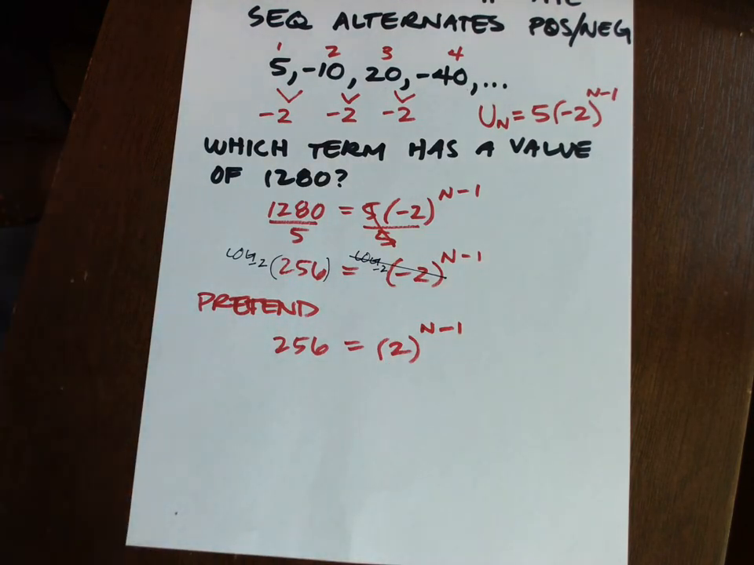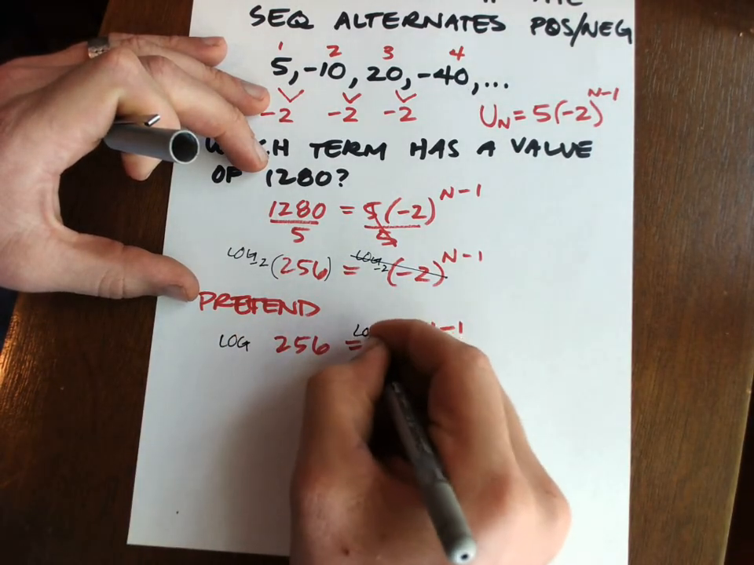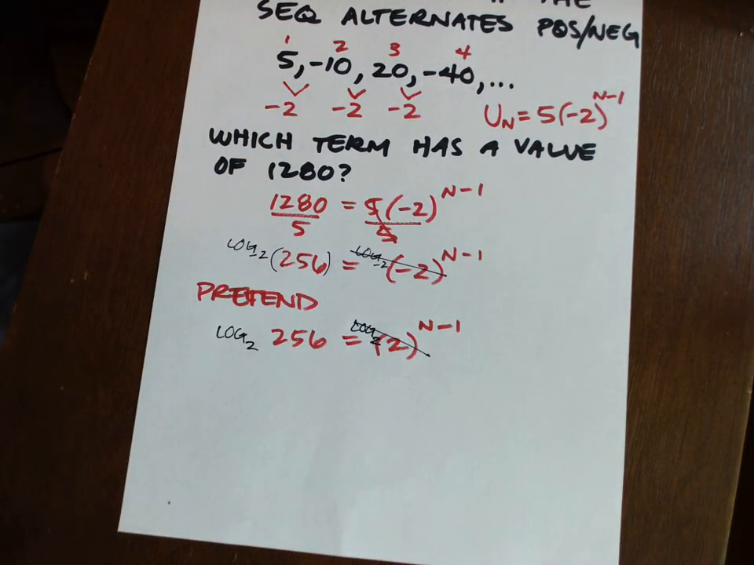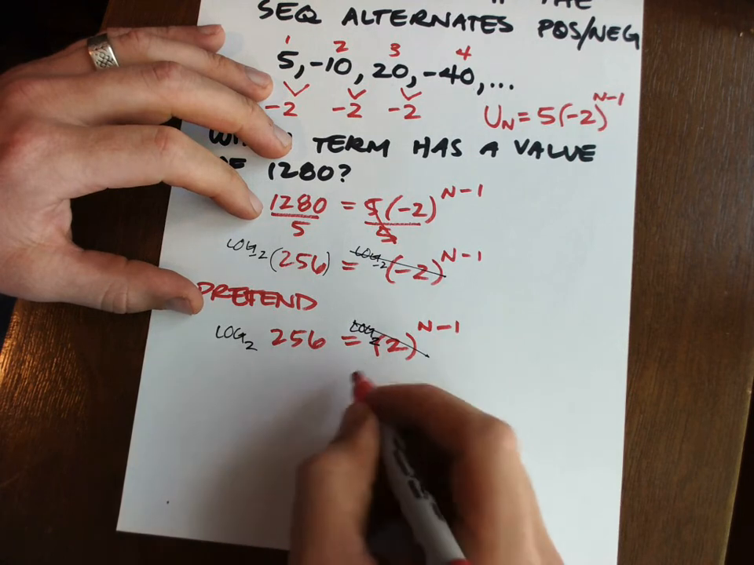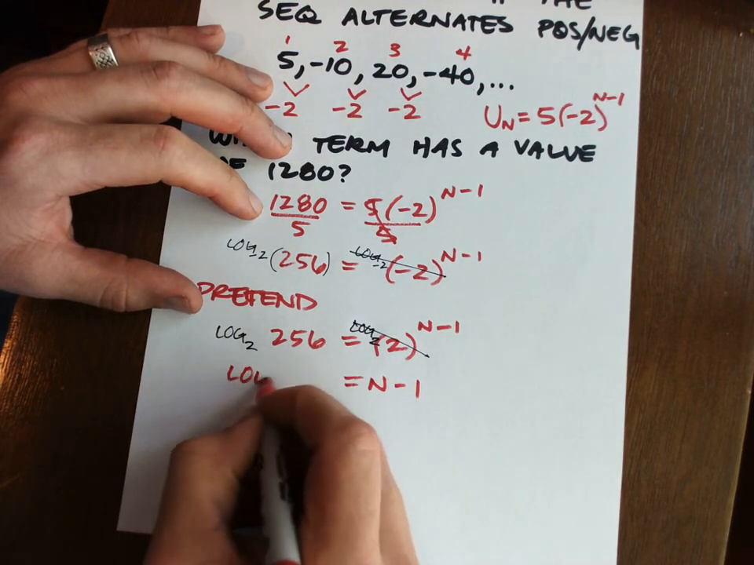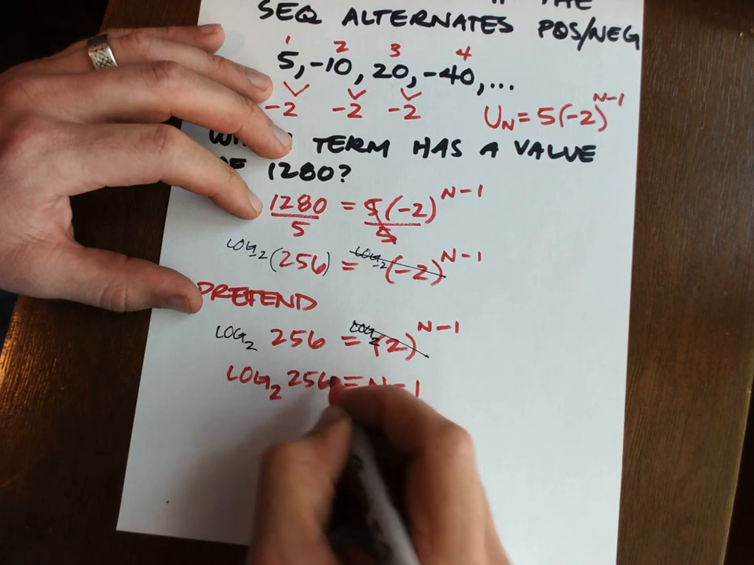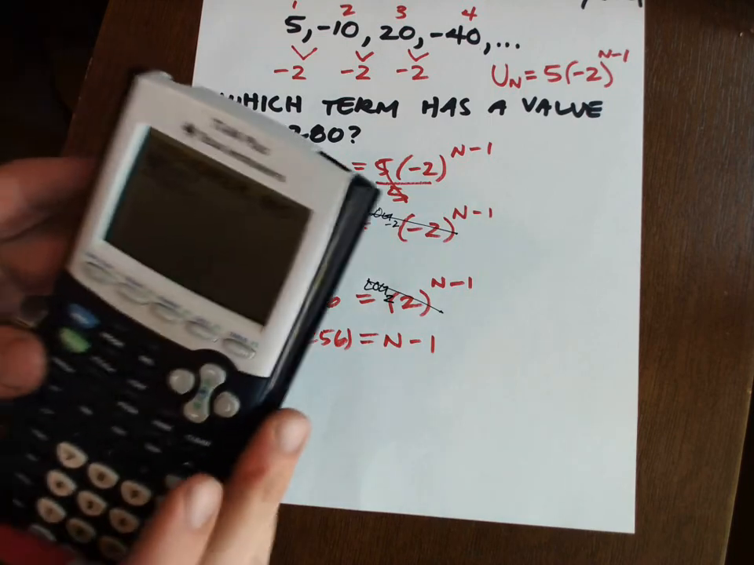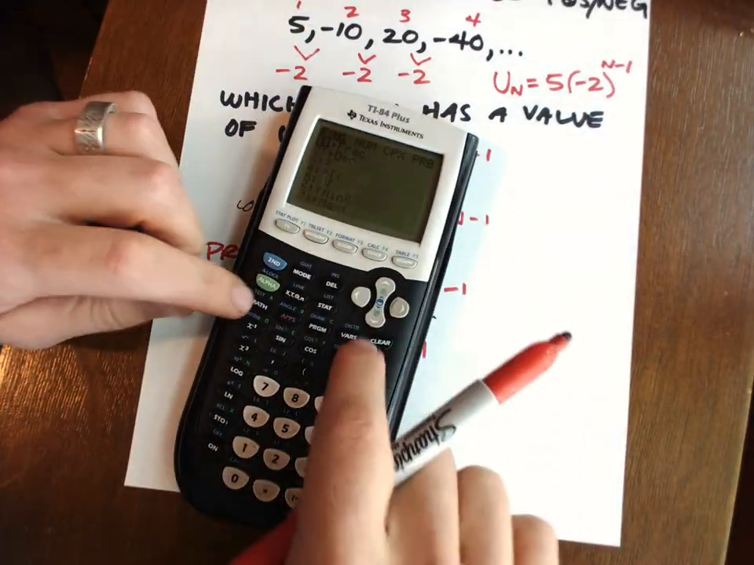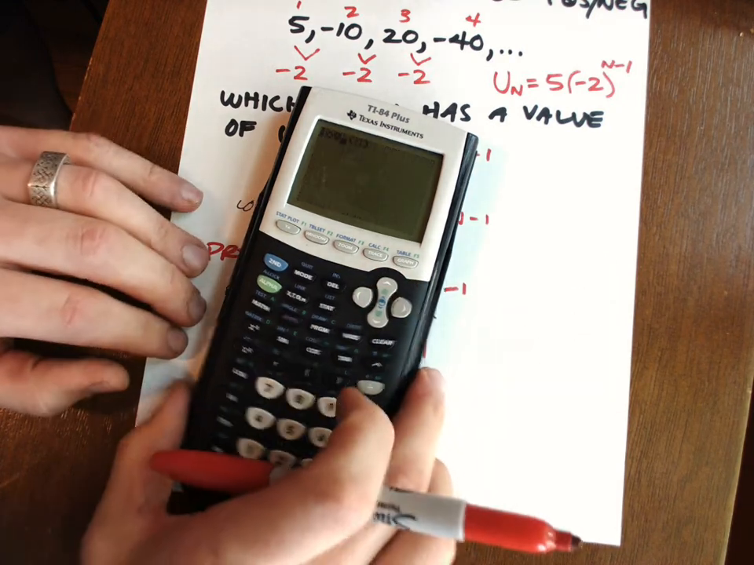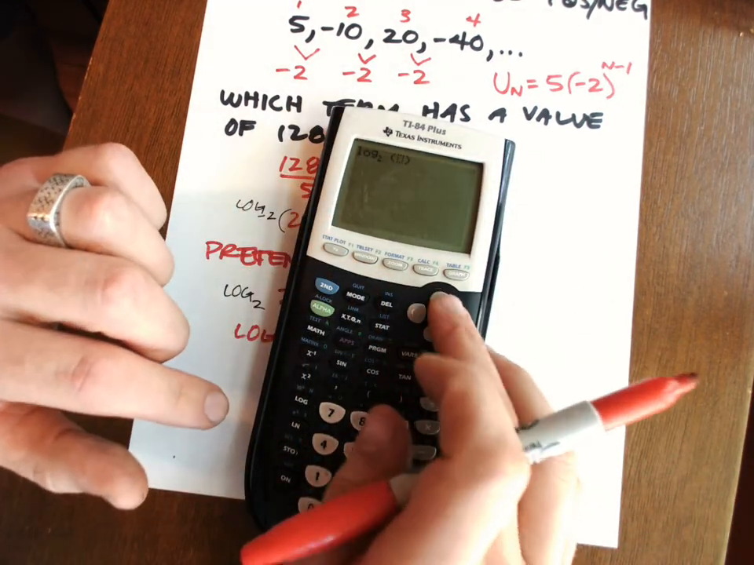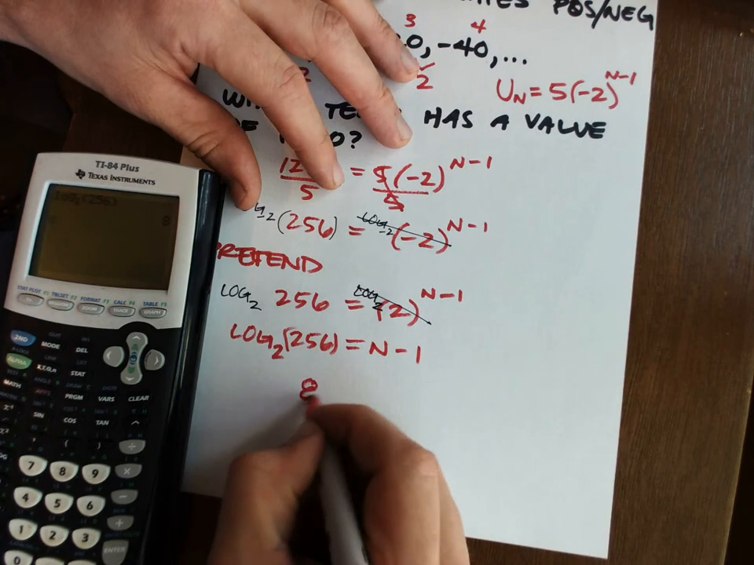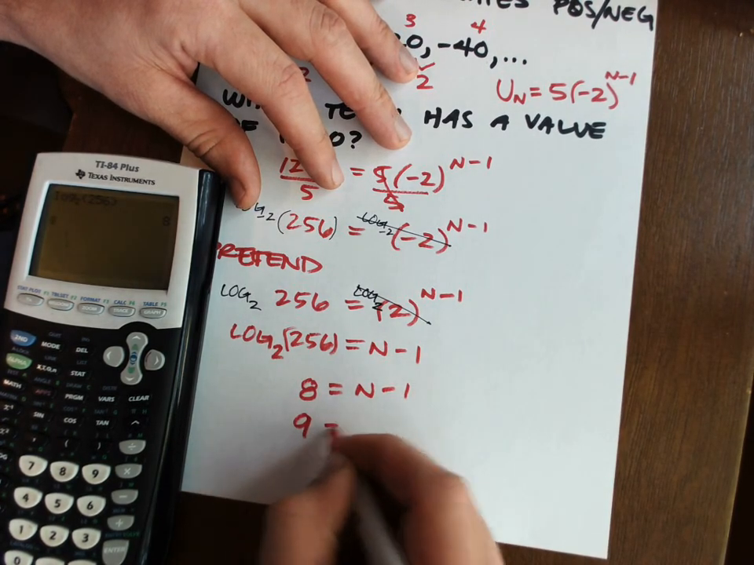So we're going to log both sides. And now we want the 2 to go away, so the subscript on the logarithm has to be a 2. It cancels there, and we have n minus 1. And now we are able to move forward with the solving. So at this point here, let's go ahead and find that out. Log base 2 of 256 would be 8. All right, so 8 equals n minus 1, which means n is 9.